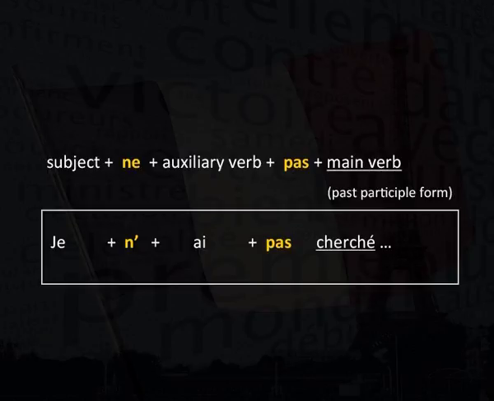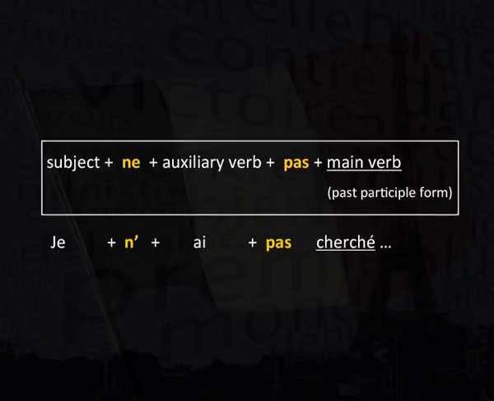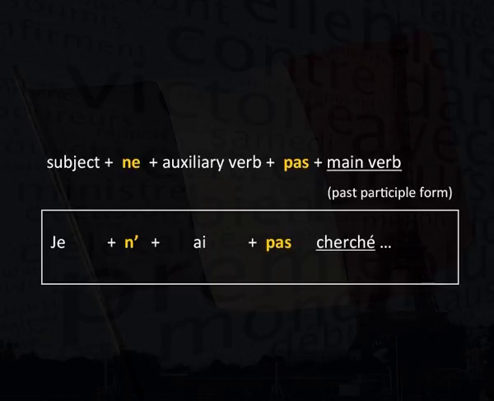Je, n apostrophe, ai, pas cherché. Let me repeat. Subject plus ne plus auxiliary verb plus pas plus the main verb used in the past participle form. Je, n apostrophe, ai, pas cherché. In the text, all the verbs that are underlined are of this type.